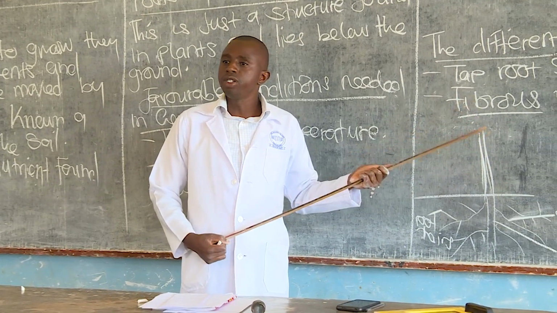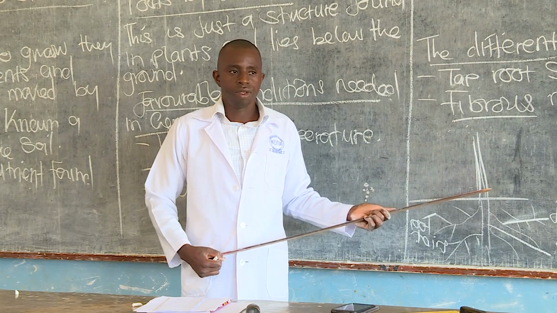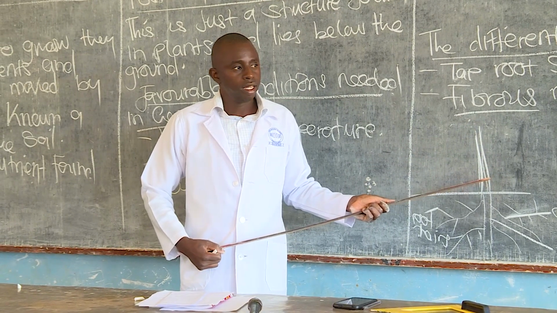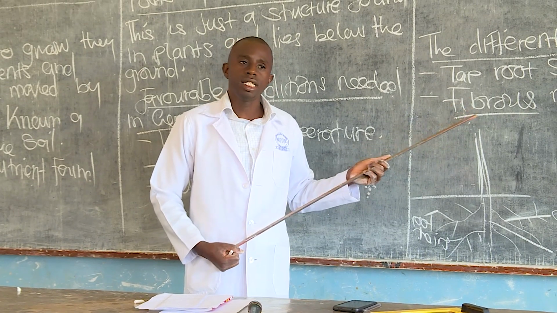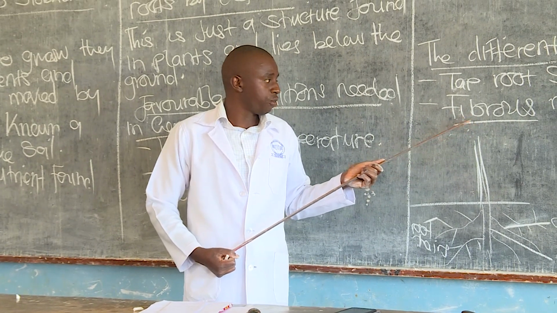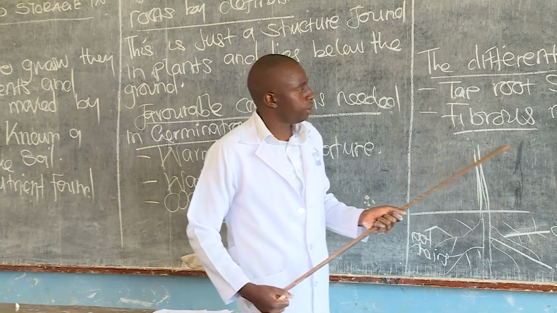They don't have the main roots, but the roots will emerge from the stem and start growing. And then they don't even go very deep. They don't go very far in terms of depth in the soil. They will branch off from the stem.